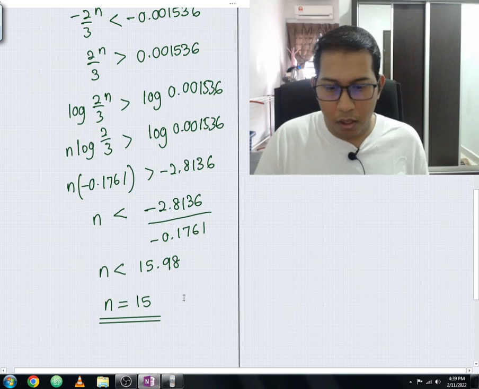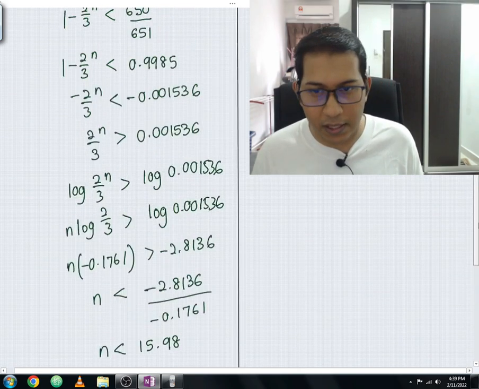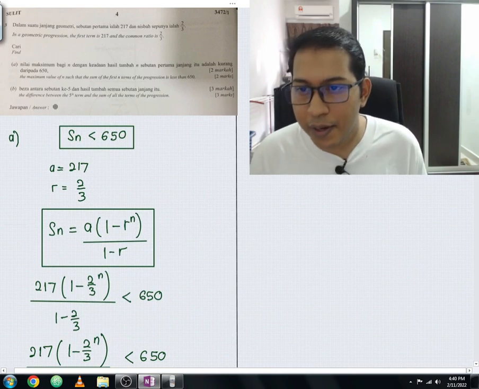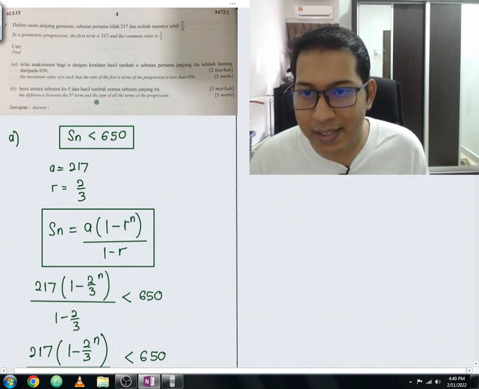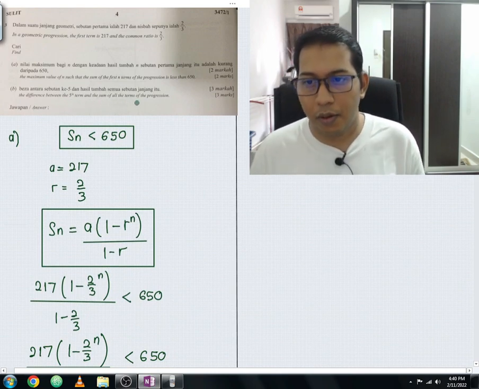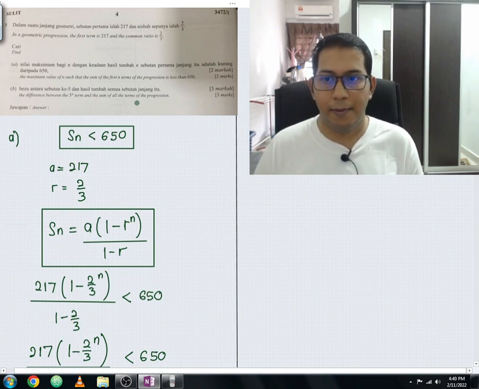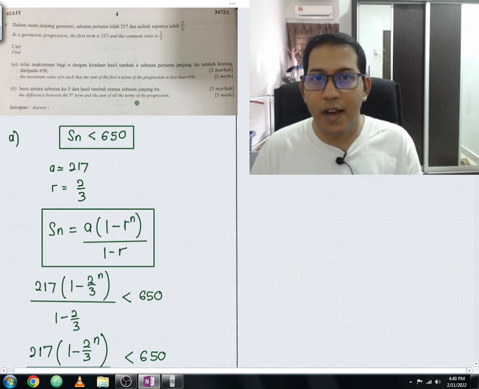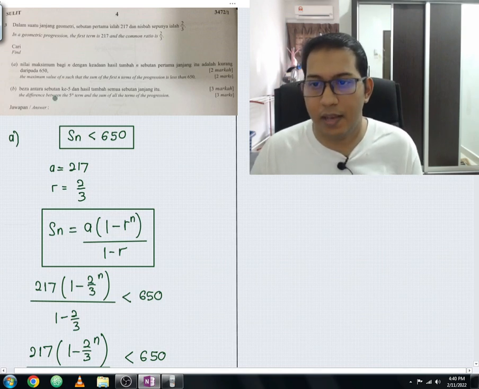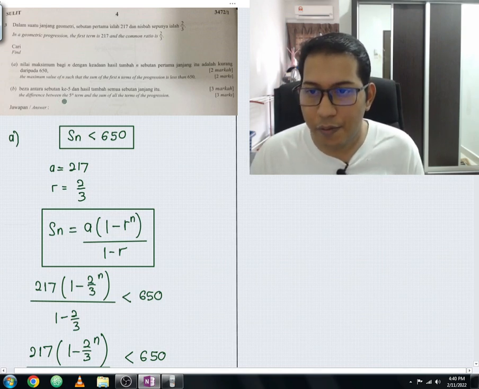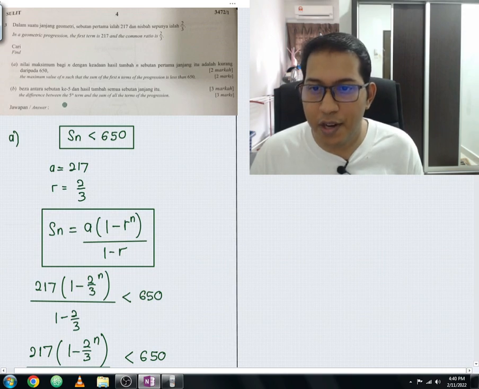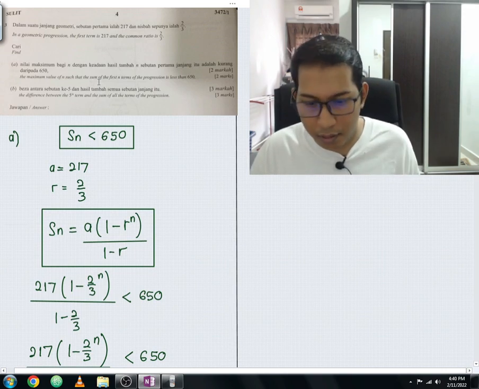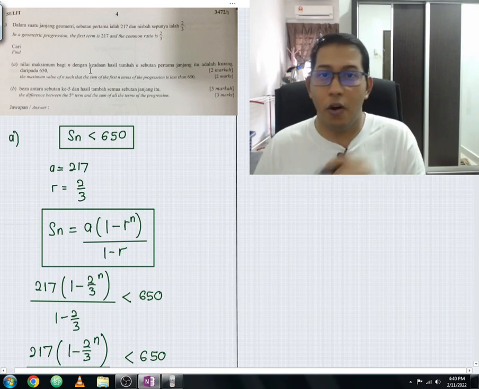From here let us proceed with our discussion for question part B. Question part B asks us to find the difference between the fifth term and the sum of all the terms of the progression. By the time you read this question, if you think that this question asks us to find the difference between S5 and S15, you are wrong.